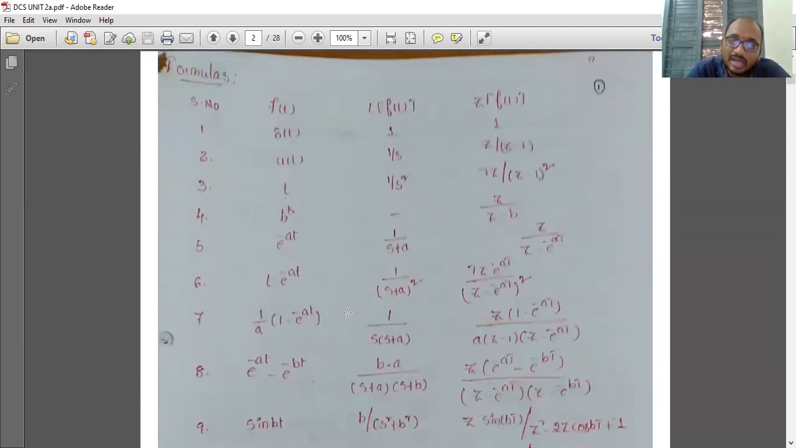If you learn these 19 formulas by heart, then to solve further problems, these formulas are very very important to solve the problems. So you have to learn these formulas by heart.